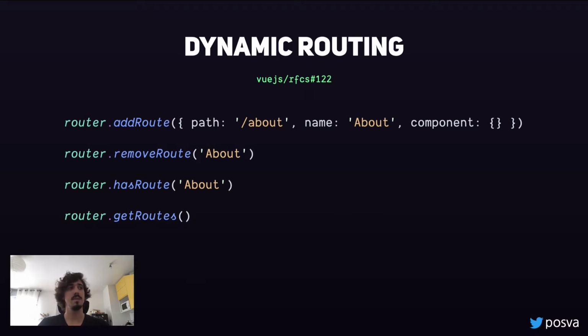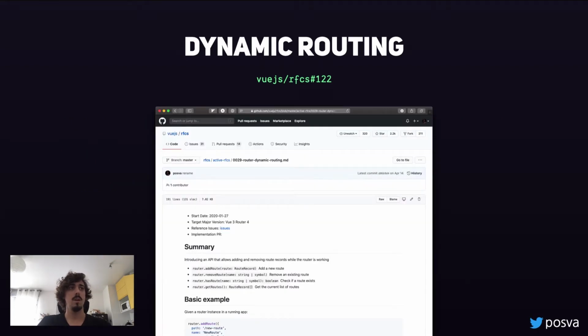By the way, they can also be symbols. And then you have a get route that allows you to retrieve the whole list of routes. And it's important to know that add route returns a function that you can call to remove the route as well. So you don't have to rely on having a name or anything. And you can see the content and the full details of these on the RFC.